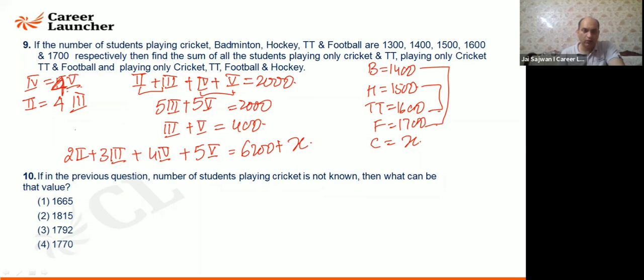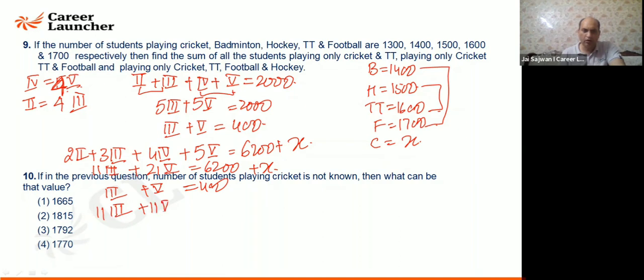If I look at this one, this is 4 plus 8, that is 11 times of 3, plus 16 plus 5 is 21 times of 5. This is what you know. And you also know 3rd plus 5th is equal to 400. As I told you earlier, multiplied by 11, same thing, I'm not going to do any other thing, 4400.